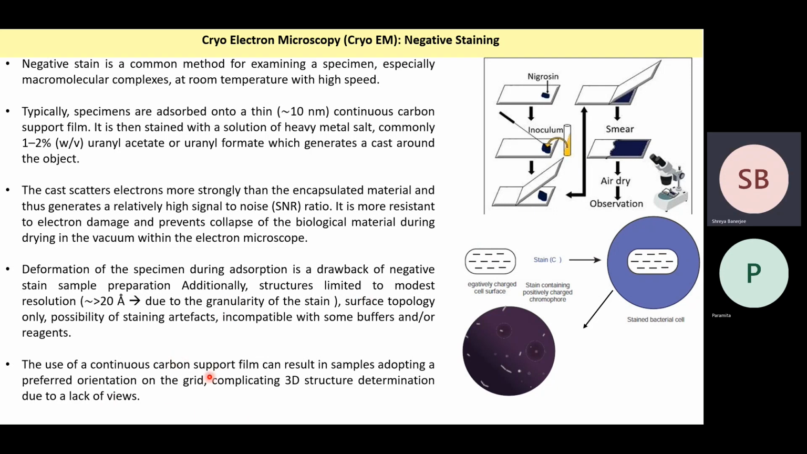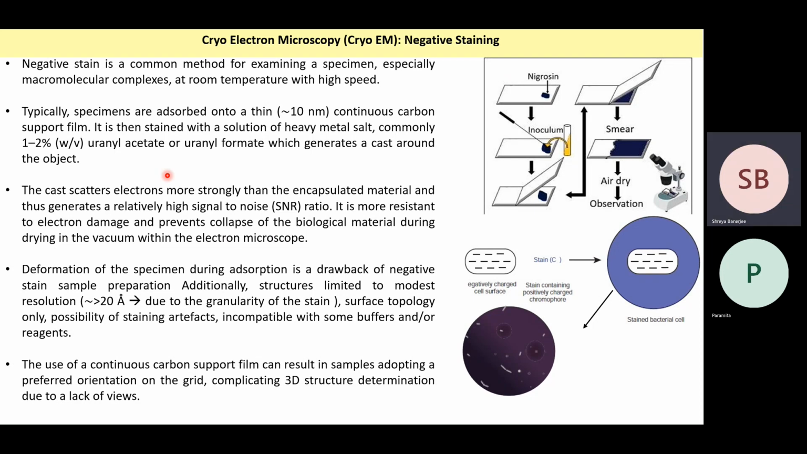Another drawback is if a continuous carbon support film is used, then it can orient the cell in a specific orientation. So how the image formation happens is that you have to have the 2D picture of the protein from many different angles. But if the protein gets fixed in a certain orientation, then you will get the 2D picture only from very few angles. And so it will be very difficult to reconstruct the 3D image of the protein. So that is another problem with negative staining.